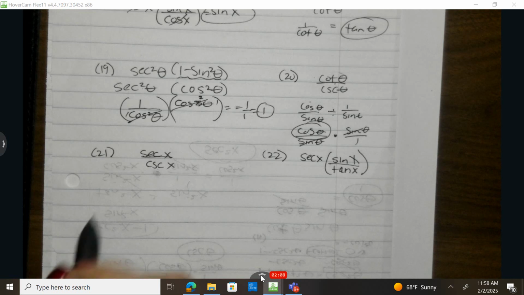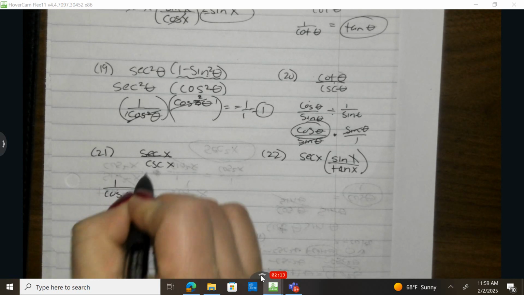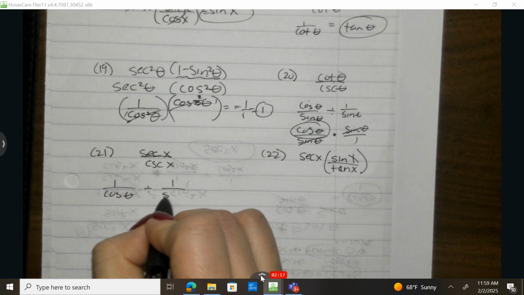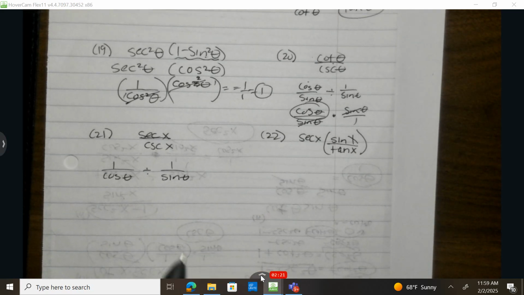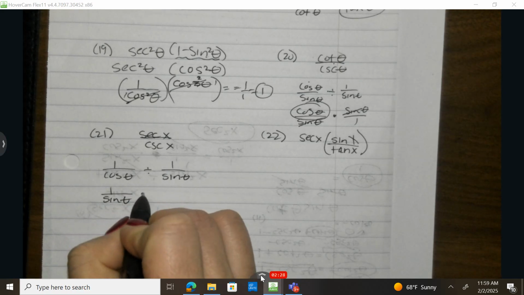Okay, 21 is unique. I'm going to rewrite secant as 1 over the cosine, and now I want to divide it by the cosecant, which is 1 over the sine. When I divide, whether I use theta or I use x, as long as I keep it the exact same, it's okay. So when I divide, I turn division into multiplying.